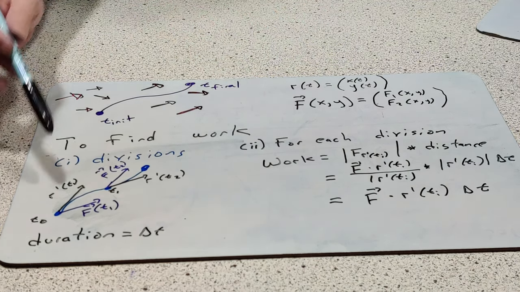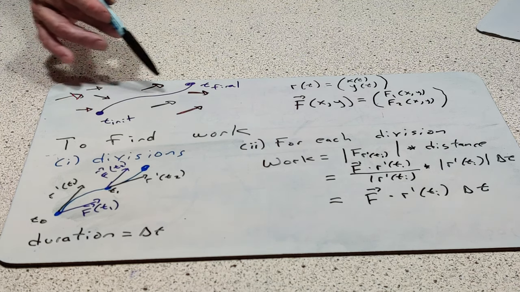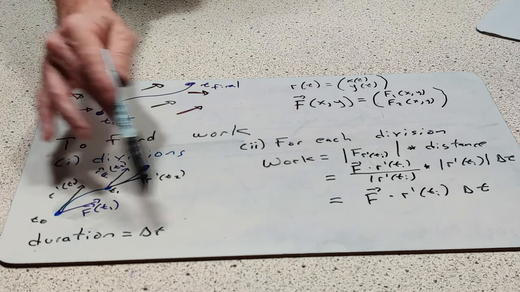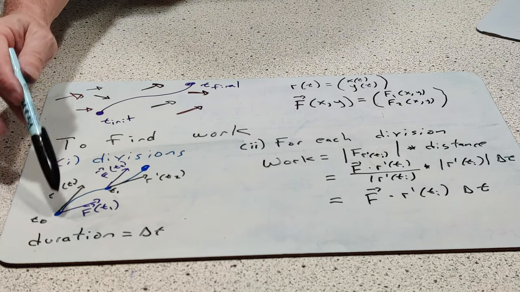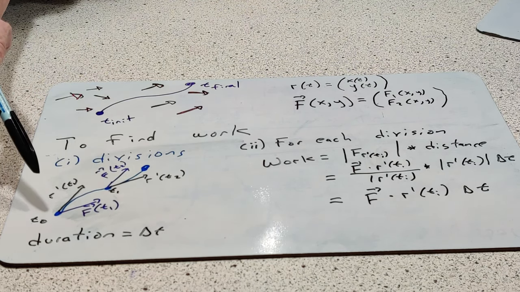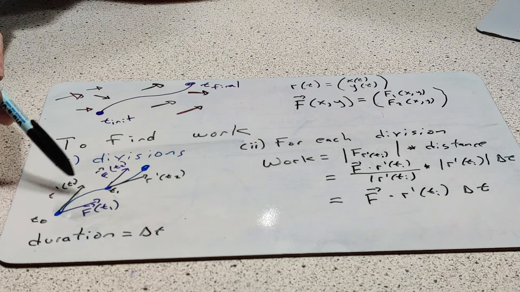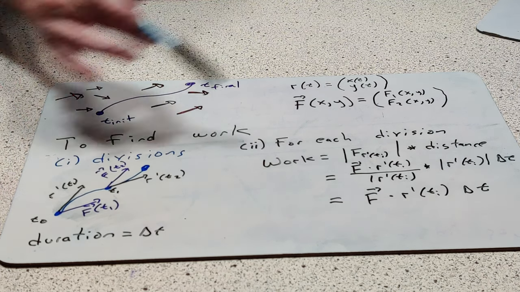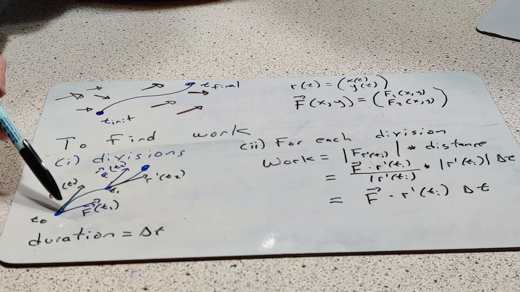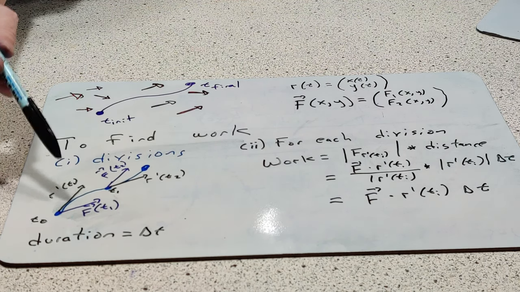Given the circumstance where we go from t initial to t final through this force field, we're going to follow our normal procedure. First, we divide our trajectory into pieces. Interestingly enough, we don't divide it in terms of x and y this time, but rather in terms of t. In this case, we're dividing it into two pieces, each of which has the same duration, delta t. They don't necessarily have the same delta x or delta y. Our first division starts at t0. At t0, we find r prime of t, which is the direction of the curve. We plug the location into F and find the vector field. Then we look for the amount of work for this piece, given this F and this r prime of t.